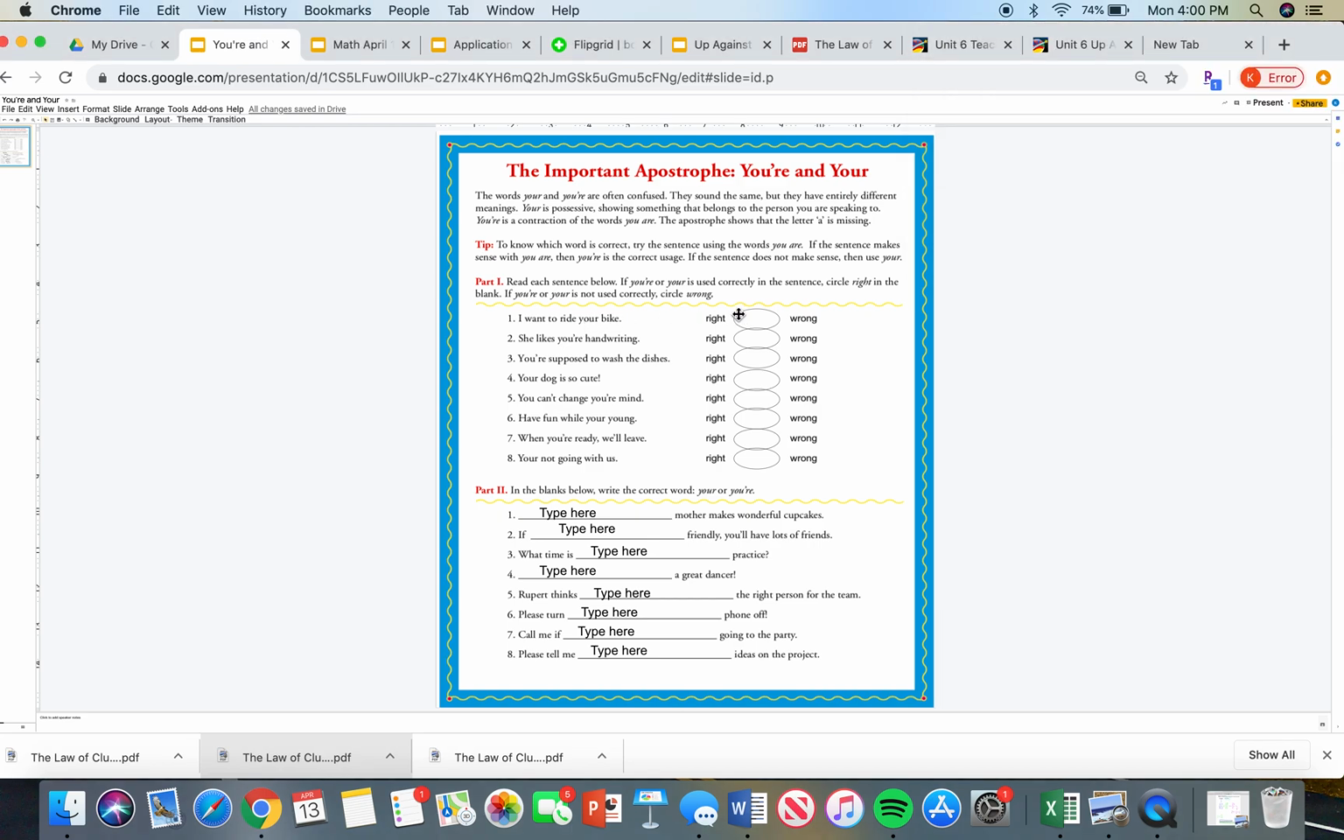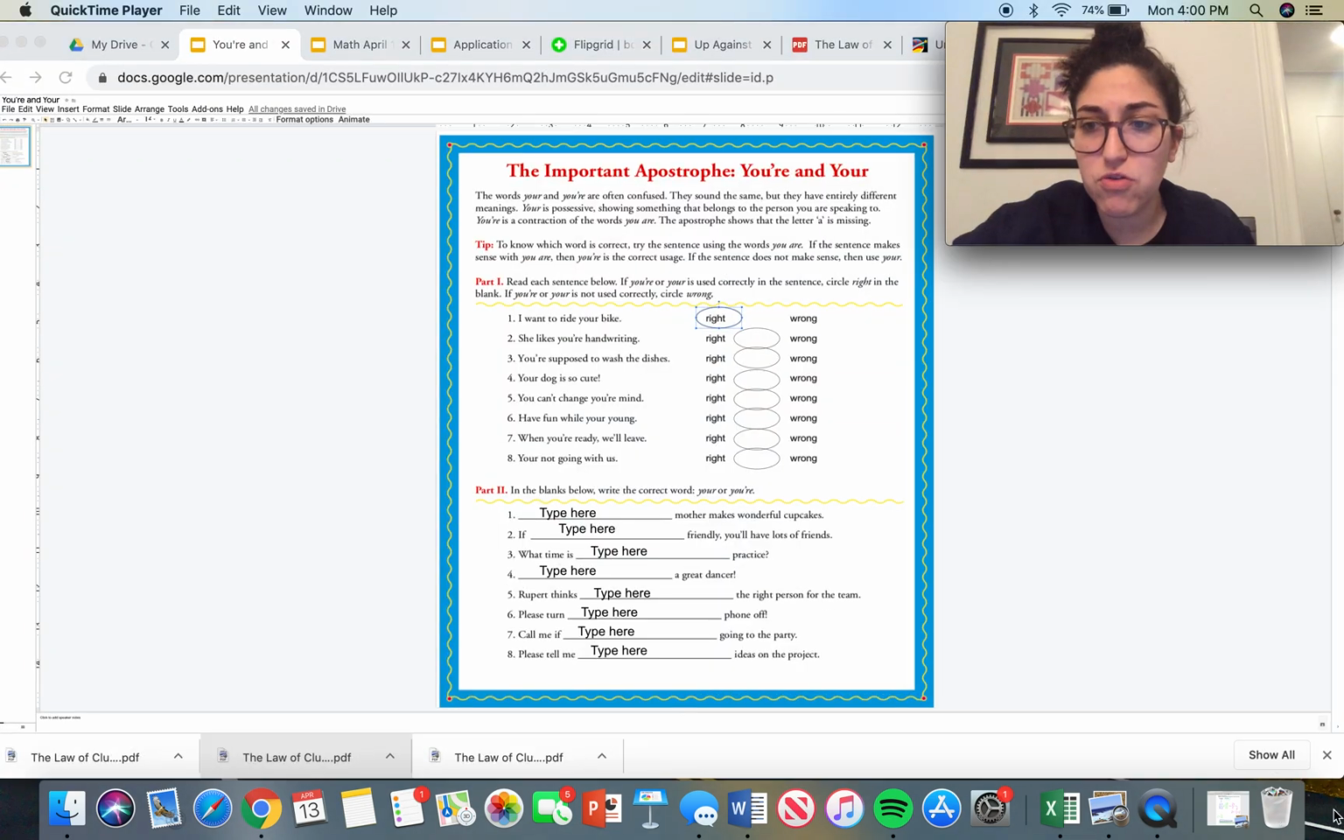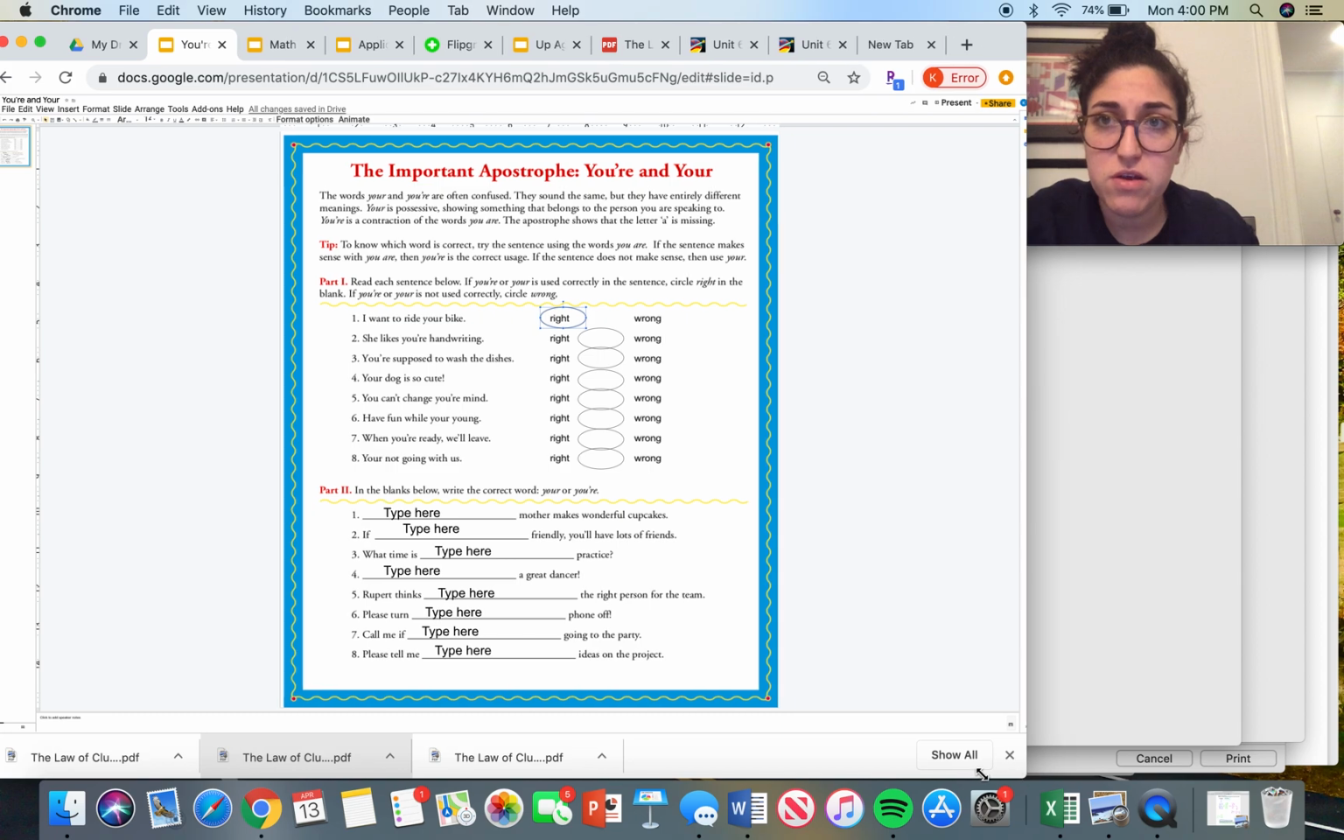So I'm going to take this circle that's in the middle of the screen and I'm going to drag it over to right to show that that's the right way to use this your.